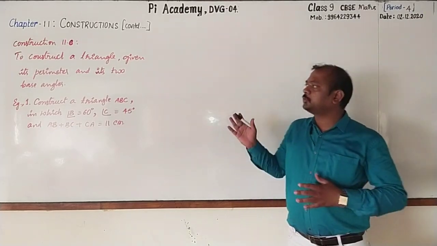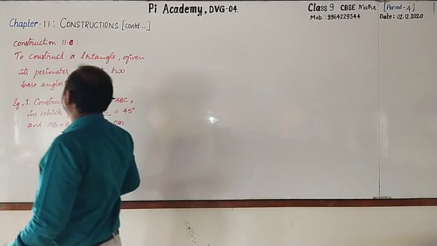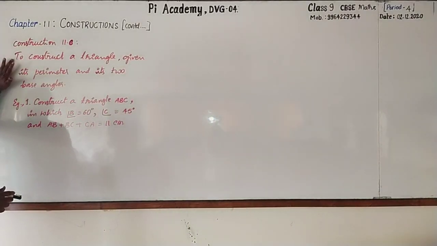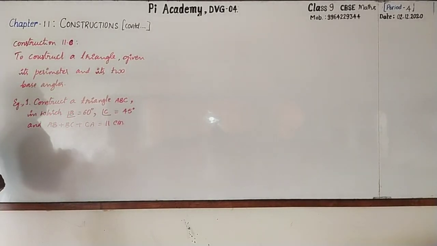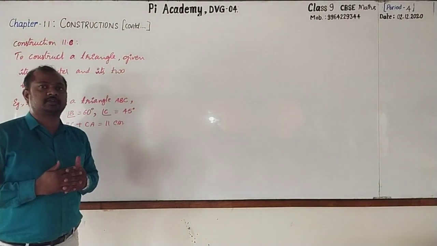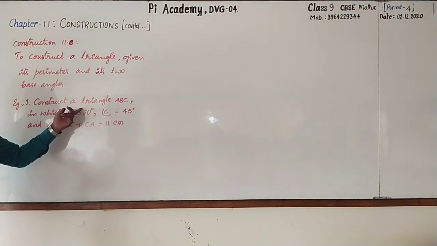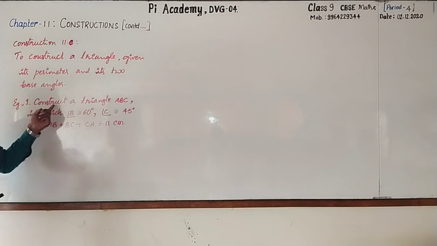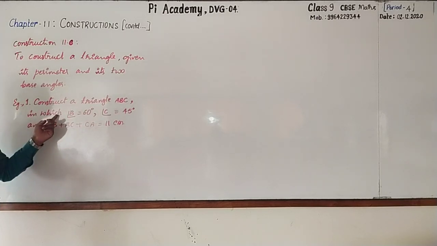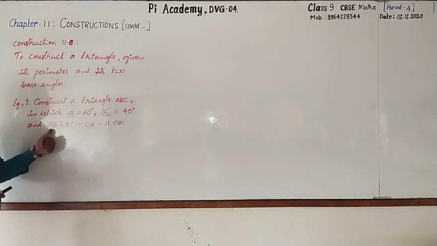Dear students, now we are moving to the last type of construction of this chapter. Go through this. Construction 11.6. Here, to construct a triangle, given its perimeter and also its two base angles. Two base angles will be given and also the sum of all the three sides of the triangle will be given. Now let us come to know how to construct this. Here I have taken one example for that. It is construct a triangle ABC in which angle B equal to 60 degree, angle C equal to 45 degree and AB plus BC plus CA equal to 11 centimeter.